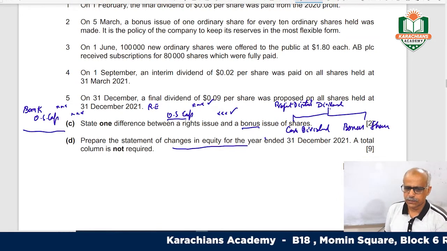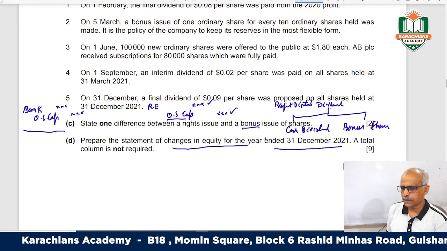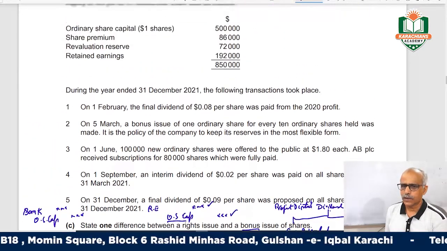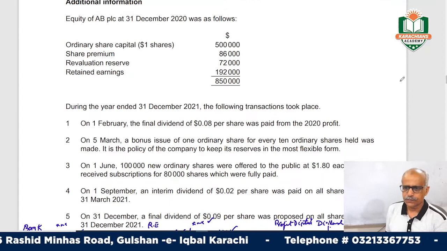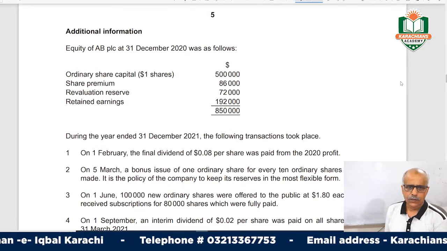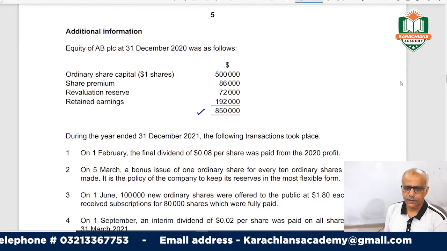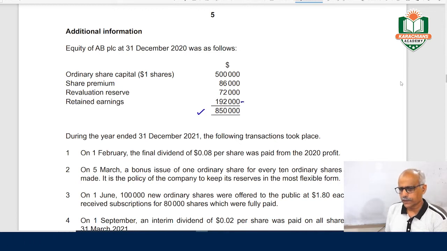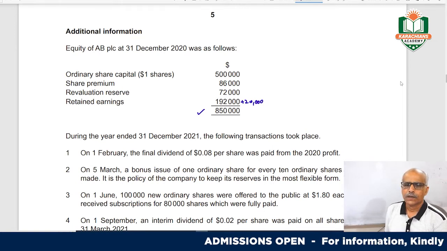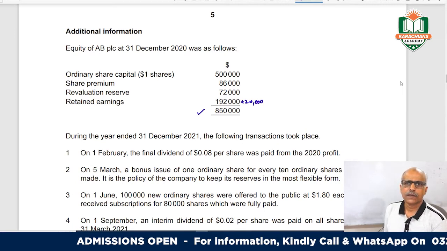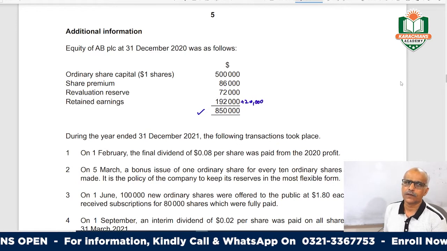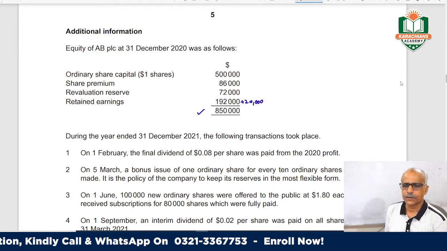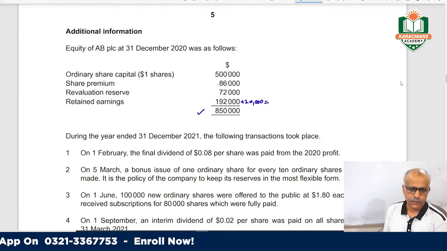You have to show the changes in equity for the year ending 31st December. Let's move on and see. This is opening equity: opening shares, share premium, revaluation reserve, retained earnings. Here in retained earnings, you should add that 20,000. Remember, 20,000 is the understatement of last year's profit due to depreciation. So this will be your 192.